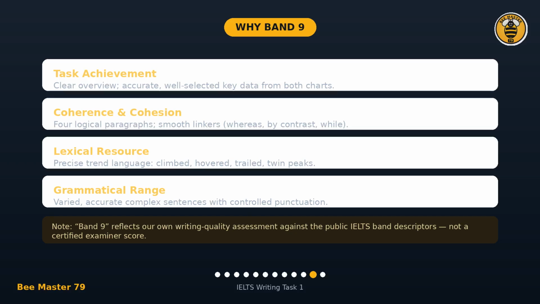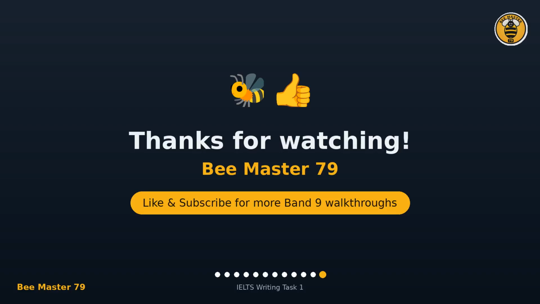One honest note: band 9 here reflects our own writing quality assessment against the public IELTS descriptors, not a certified examiner score. But this is how you turn a combined chart into a band 9 answer.